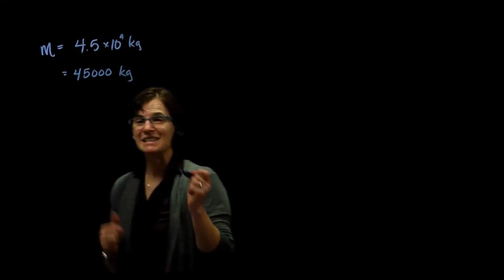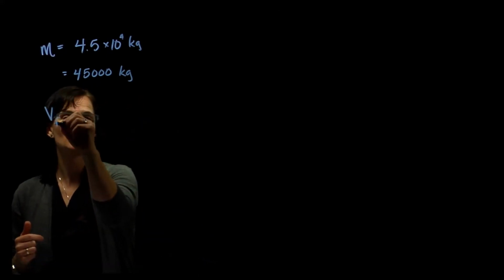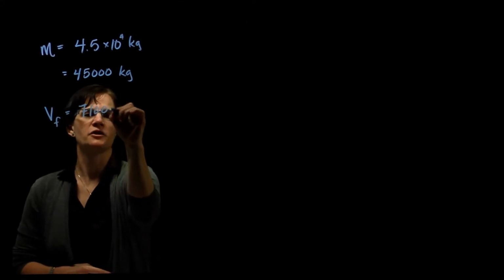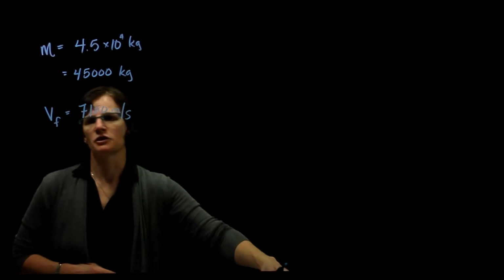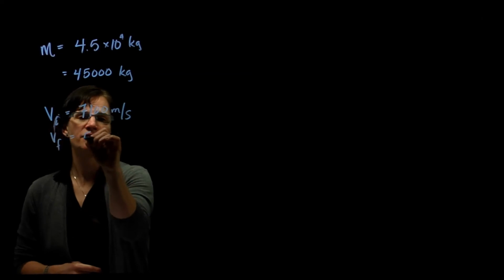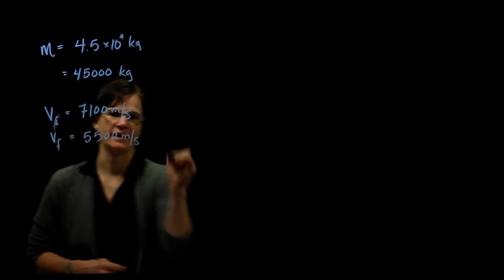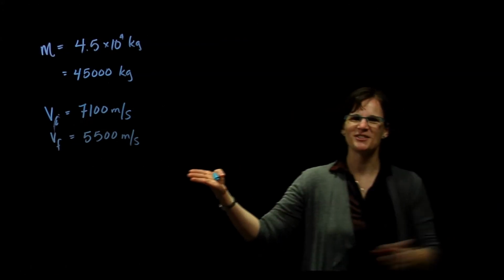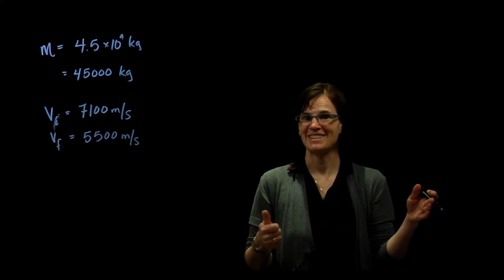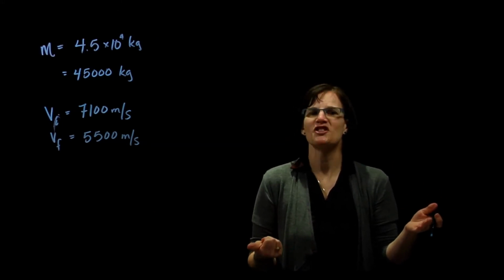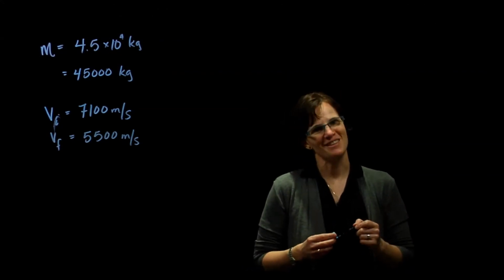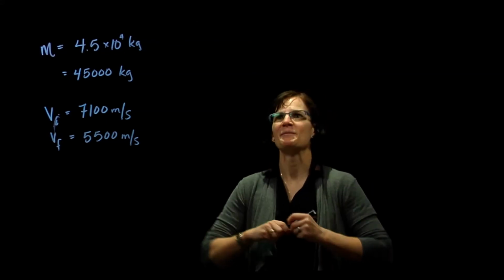It tells us that its speed changes, so it has some initial speed of 7,100 meters per second. Sorry, that's an initial speed. And it has a final speed of 5,500 meters per second. So it goes from 7,100 slowing down to 5,500. And if an object's speed is changing, its kinetic energy is changing. And if the kinetic energy is changing, work is being done by a net force. So we can use the work energy theorem to figure out how much work is being done.